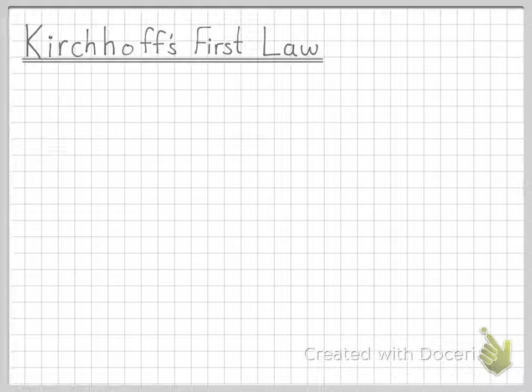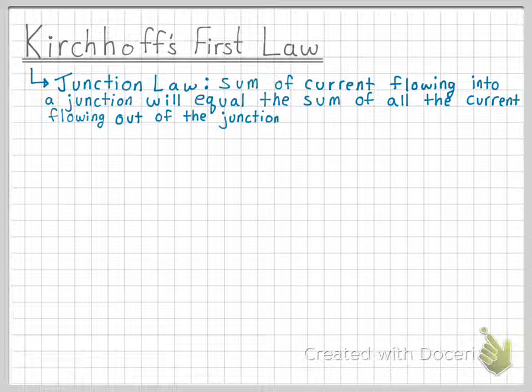This video covers Kirchhoff's first law, which is also known as the junction law, which states that the current flowing into a junction or division of wire will equal the total current flowing out of the junction. This is essentially a conservation of charge law, where we can say that the current just doesn't magically disappear or appear out of a junction.